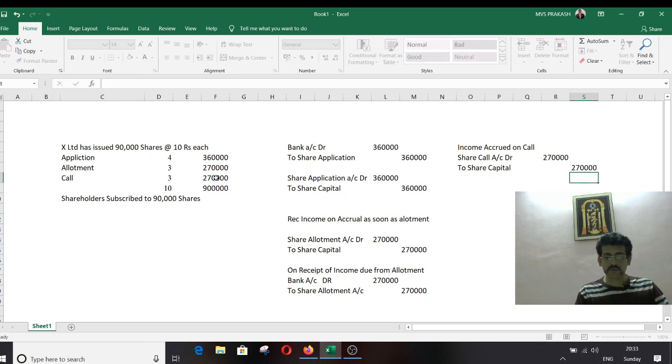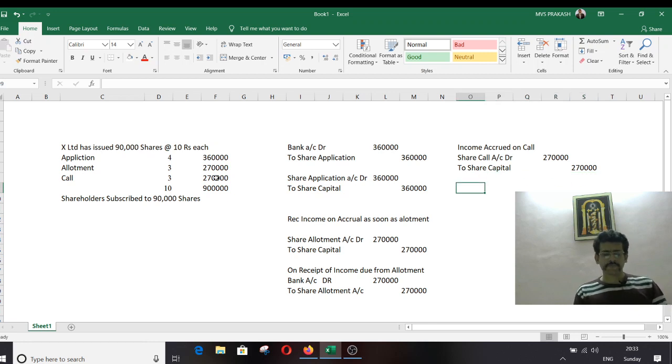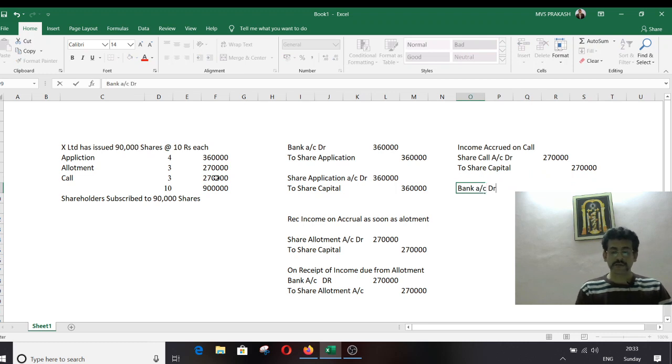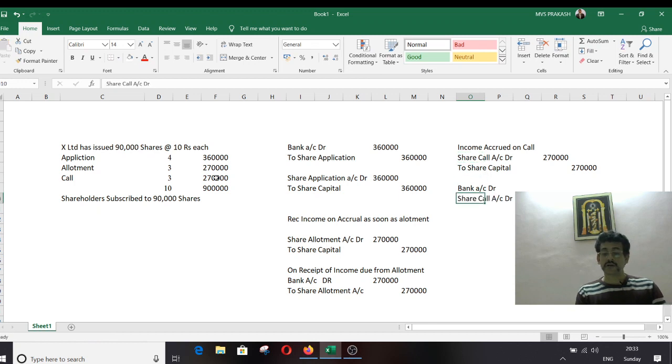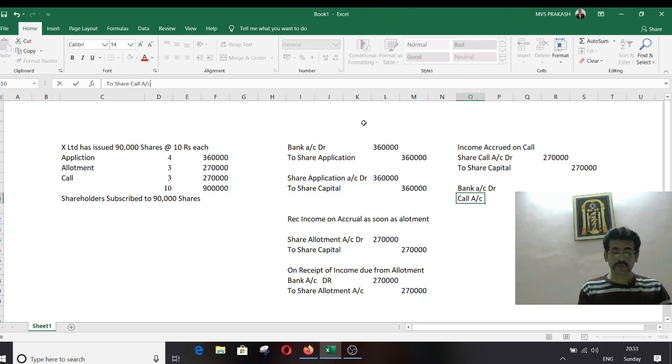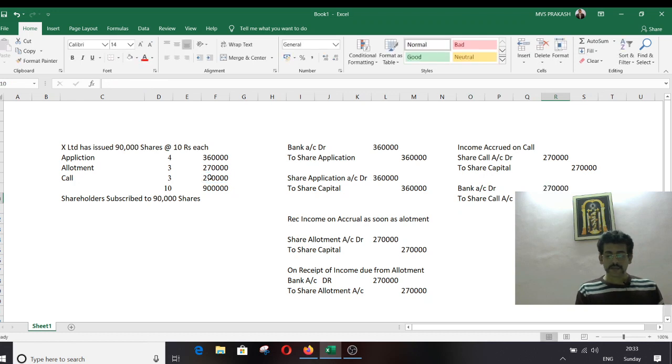2,70,000. So even here it is 2,70,000 income accrued but not received. So ultimately on the due date you will be receiving. So you have received. So as you are receiving the money, bank account will be debited. Income accrued is received. So I need to debit this. Sorry, I need to credit this. So ultimately bank account will be debited, share call account will be credited. So this is the entry which you are going to pass for the amount of 2,70,000. That's what is the basic example.